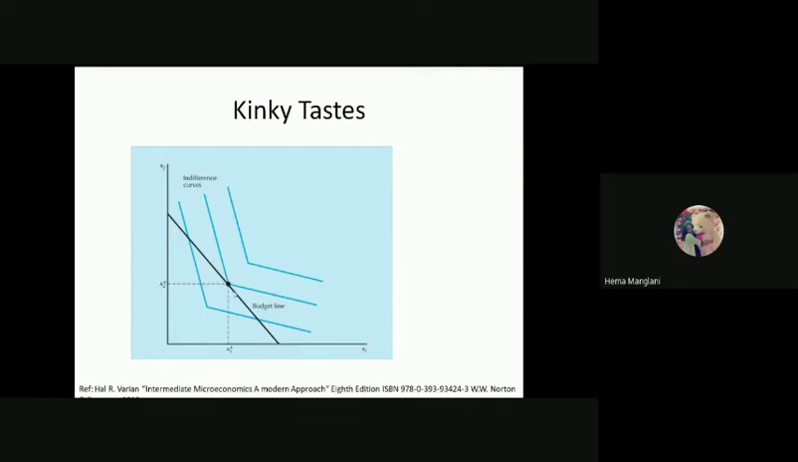Yesterday I told you something when I was discussing the perfect complement goods. If we follow the tangency of the budget line with the kink, then what does it reveal? Can you tell me something?